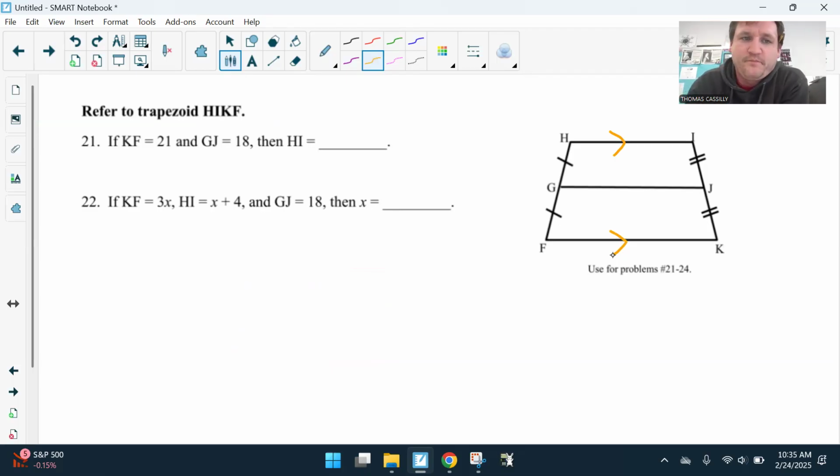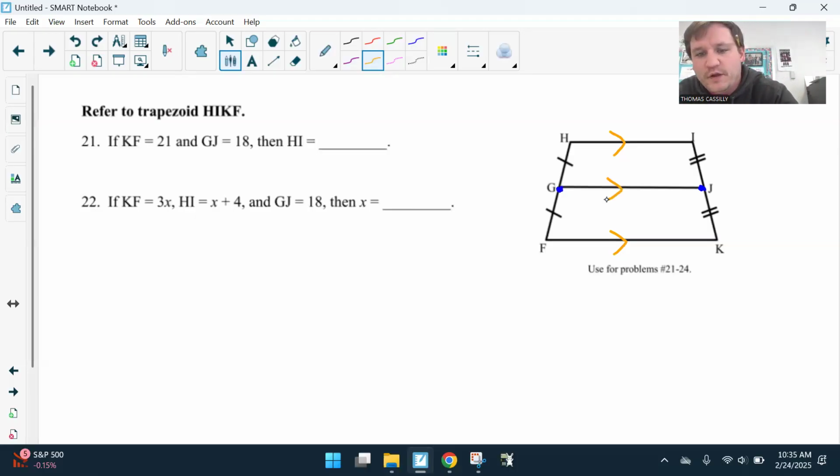Now, there is this idea that we talked about with a trapezoid, a median. A median was when you had two midpoints. I know G is a midpoint because we have those tick marks. GH is congruent to GF, so G is a midpoint. Similarly, J is a midpoint. So GJ is a median. That means it's also parallel to the top and the bottom.